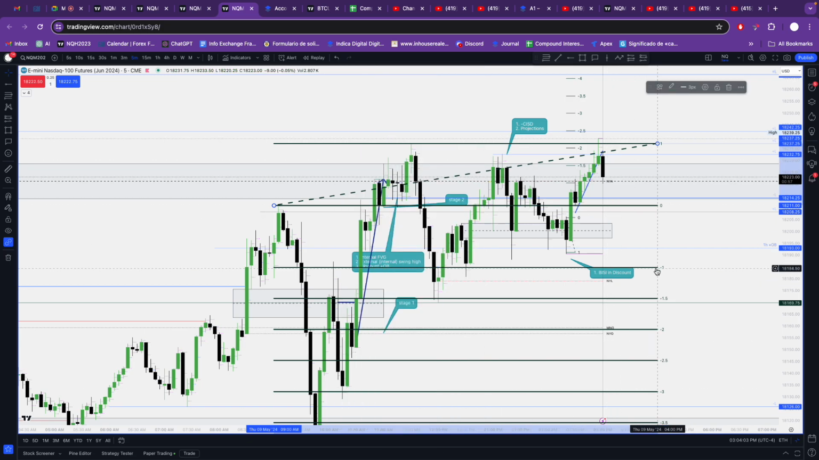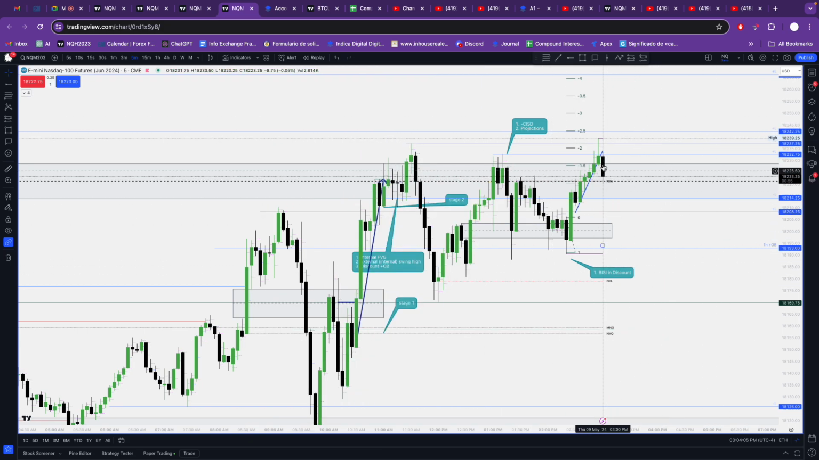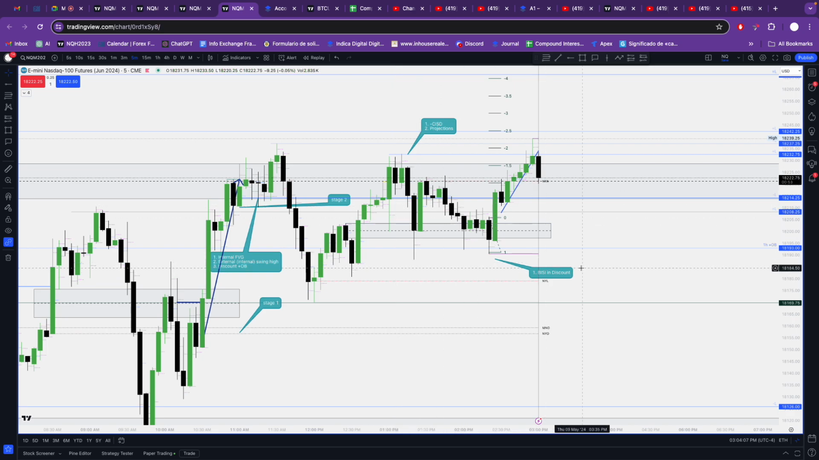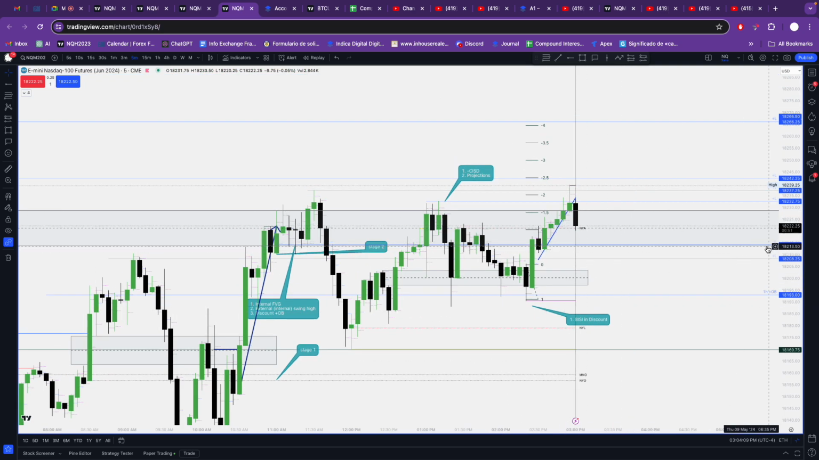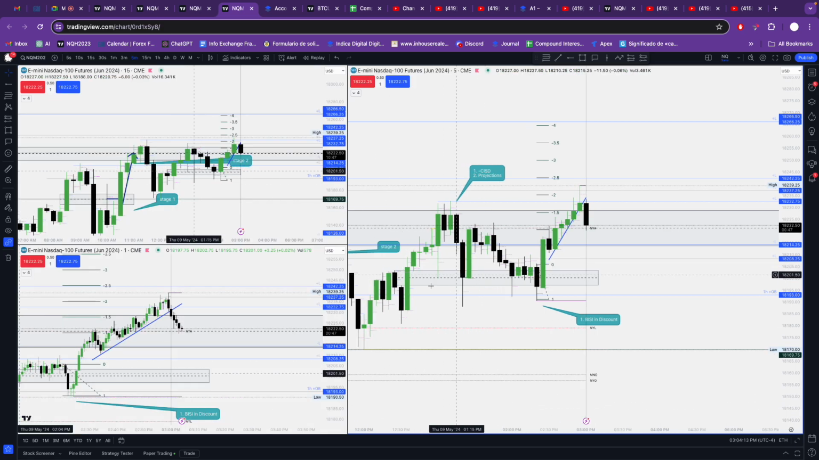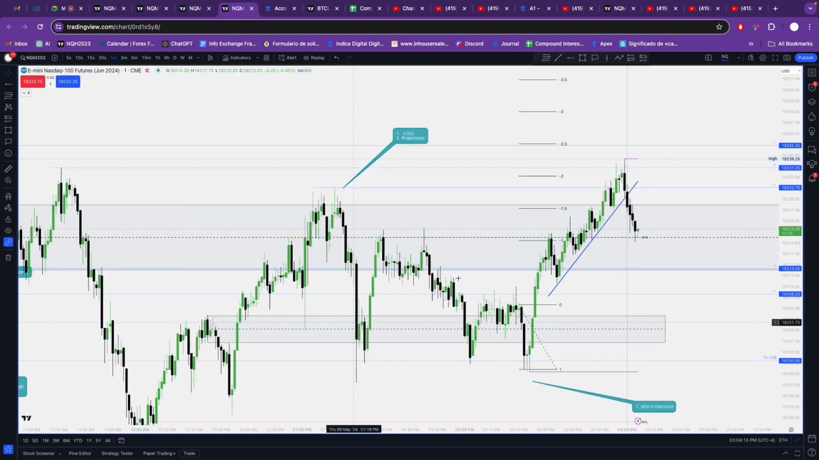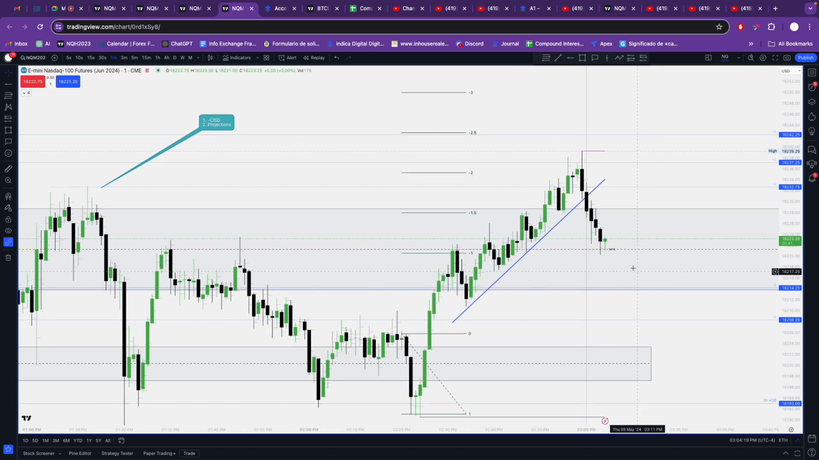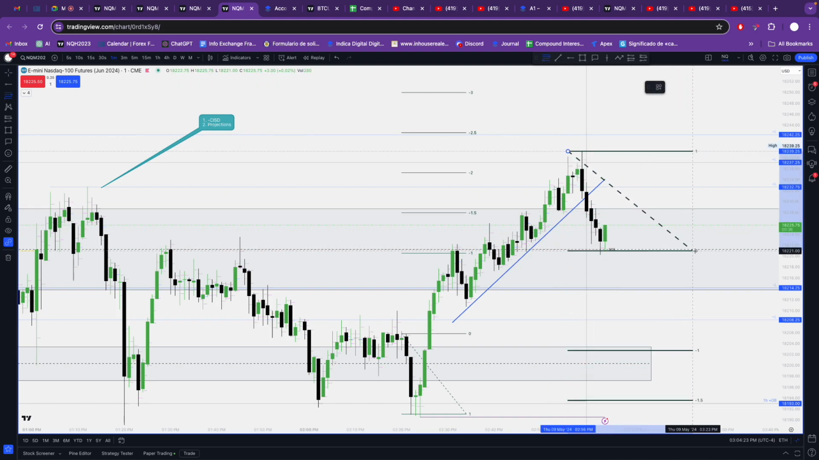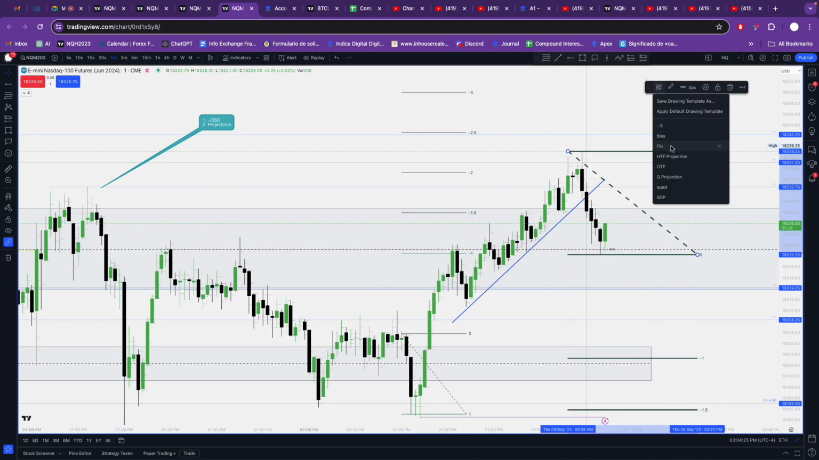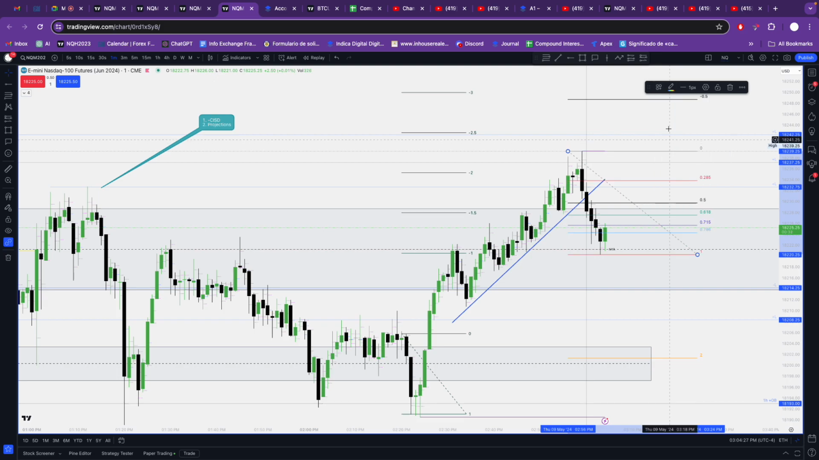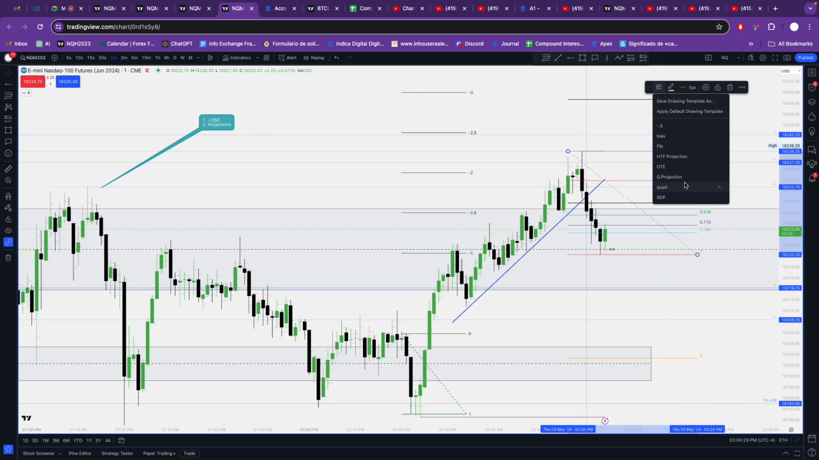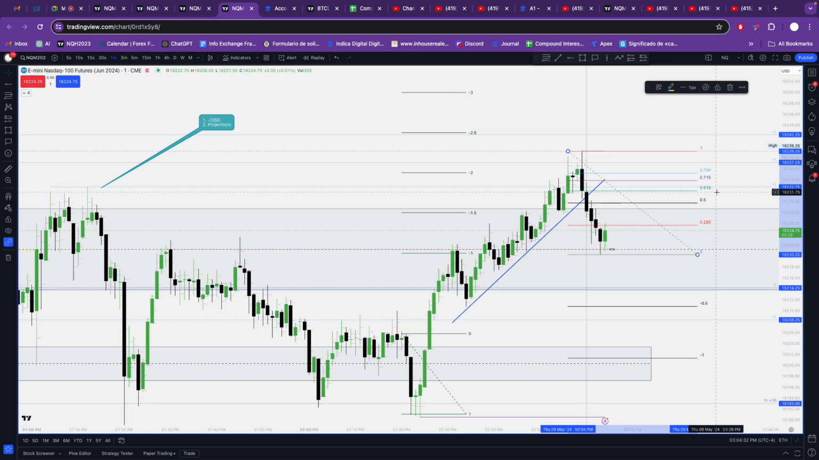Here's our quarterly shift right here. We're about to close. Are you gonna take this? We had a 5 minute change in state of delivery. We probably would get an optimal trade entry right here, up here maybe.